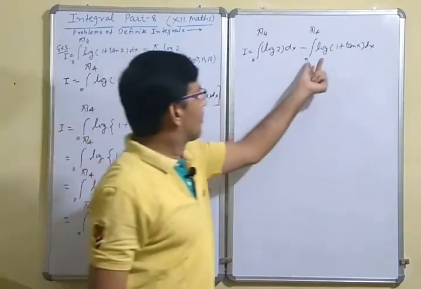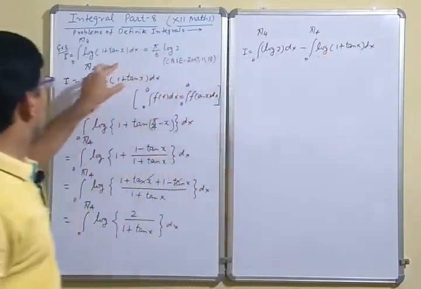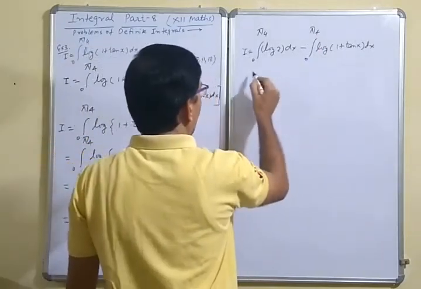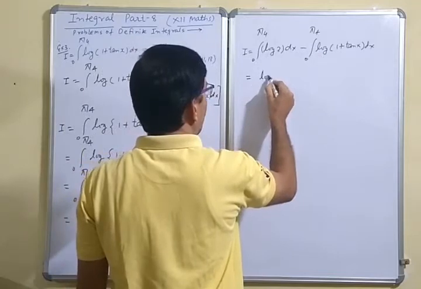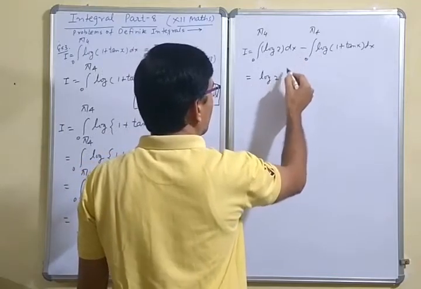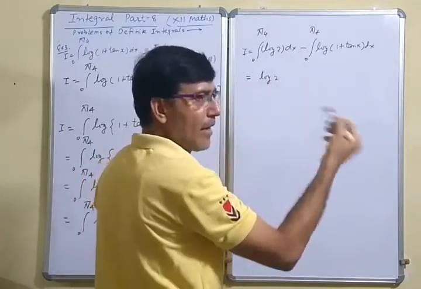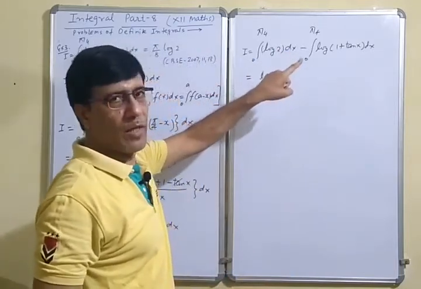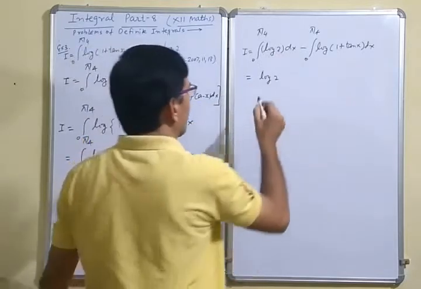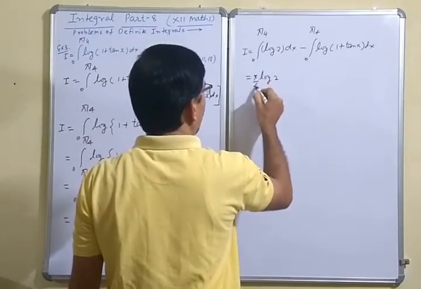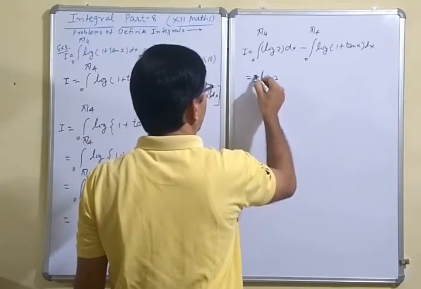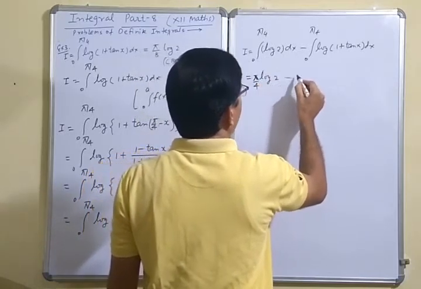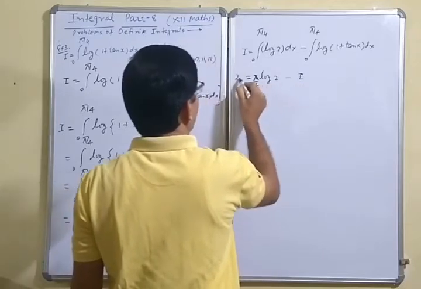This integral from 0 to pi by 4 of log(1 plus tan x) dx is nothing but I. So this is again I, and log 2 is a constant, so take it outside. The integration of dx is equal to x. So whenever you take the limit x from 0 to pi by 4, it becomes pi by 4 minus 0. So that is pi by 4 log 2 minus I.